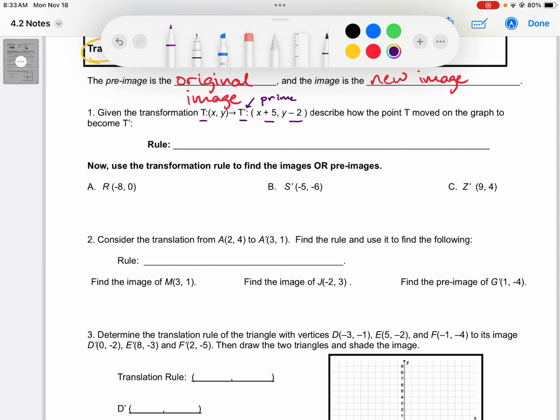And that letter can be anything. It doesn't have to be a T, but you will see that little apostrophe there a lot. And what that means is that is our image, which we just set up above. It's our new image. And then our T, without any symbols or anything attached to it, that's our original image. All right, that's our OG image right there.